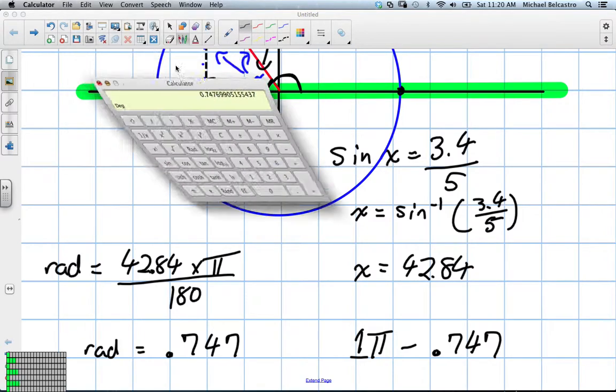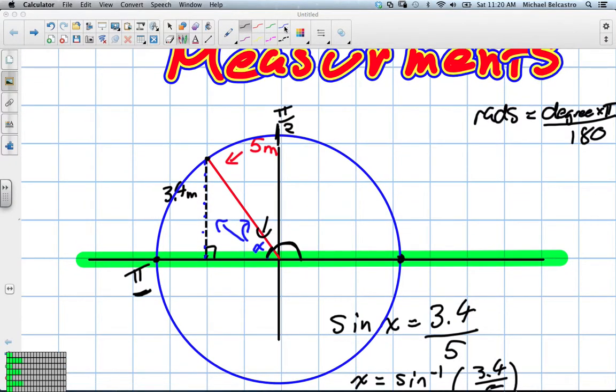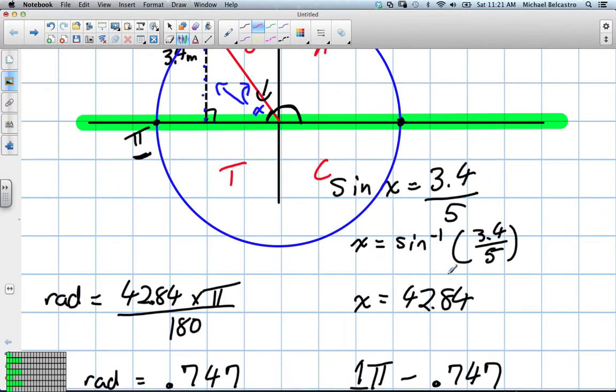Let's think of the cast system. I think we may have made an error here. Let's go back. Cast. So we have our C, A, S, T. Okay. We use sine, so sine should be a positive answer in that quadrant. So actually we should be fine with 42.84. I just feel like that's going to be a very large amount.